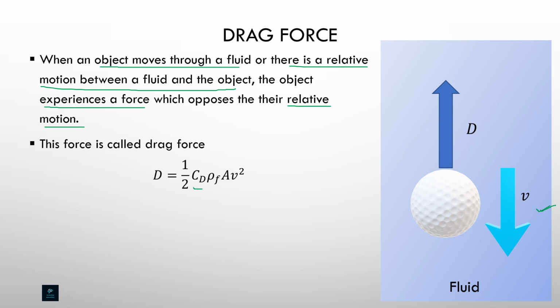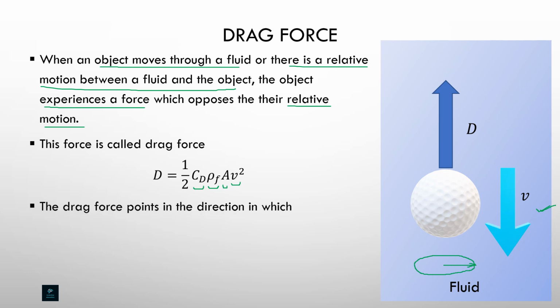The C_D is the drag coefficient, rho_f is the density of the fluid, A is the effective cross-sectional area of the object. In other words, it is the area of the projection of the object in the direction of the flow. And in this case, it is simply a circle. It is the area of a circle whose radius is equal to the radius of the object. This velocity v is the relative velocity between the fluid and the object.